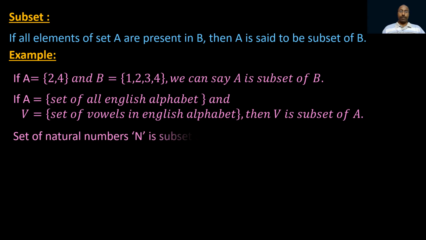In another example, the set of natural numbers N is a subset of the set of integers Z, because we know all natural numbers are present in integers. Natural numbers start from 1 and continue like 1, 2, 3, 4. Integers include both negative integers and positive integers, and in positive integers we have natural numbers. So natural numbers N is a subset of integers Z.